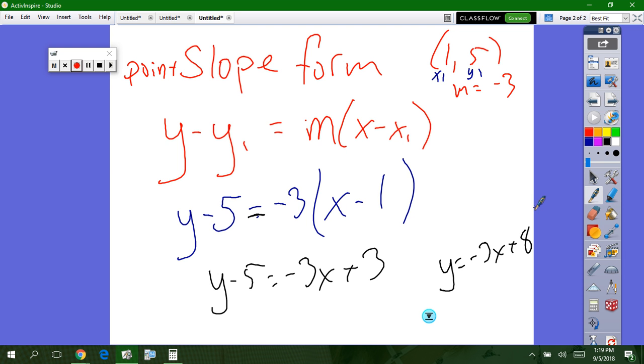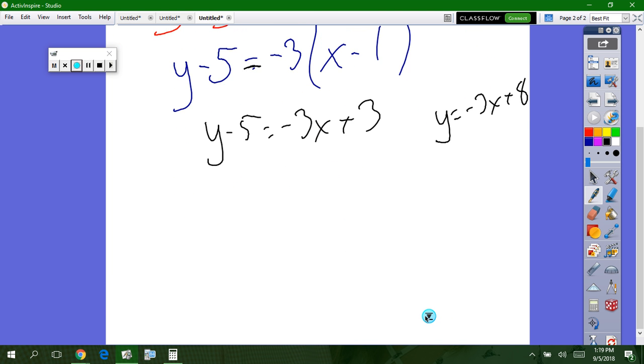How many of you guys have ever used point slope? It might have been a while ago, but you should have used it. Now, some teachers, I always like to show a little bit of every way so you guys feel comfortable with maybe what you've learned in the past. Does that make sense?